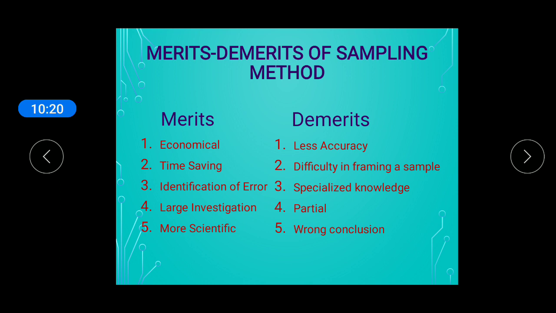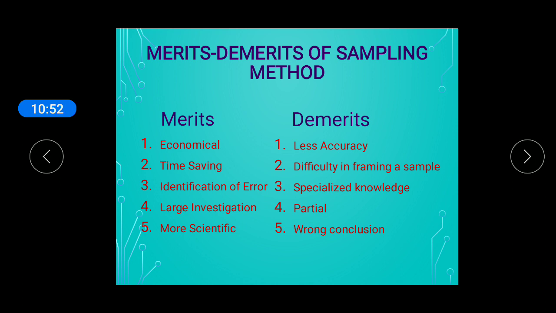Next is difficulty in framing a sample. Dear students, sometimes the universe may be so diverse that it becomes very difficult to frame a sample. Suppose in your class there are 2 students of science stream, 2 students of commerce and 2 students of arts. Then it becomes difficult to get a sample which represents all the population. So there only the census method can be used and the sample method is useless.